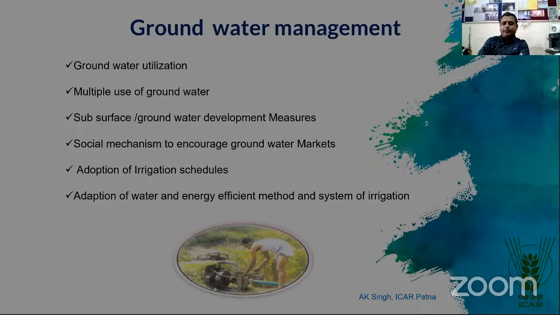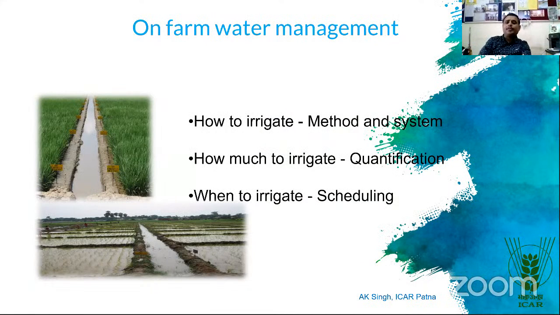And on-farm water management, we agronomists generally do on-farm water management. How to irrigate means method and system of irrigation. How to irrigate, how much to irrigate, quantification of whether we go simply for surface wetting, or standing water, or ponding water 1 centimeter, 2 centimeter, 3 centimeter, as per the requirement of the crop. And when to irrigate, scheduling of irrigation water, there are so many things to schedule the irrigation.